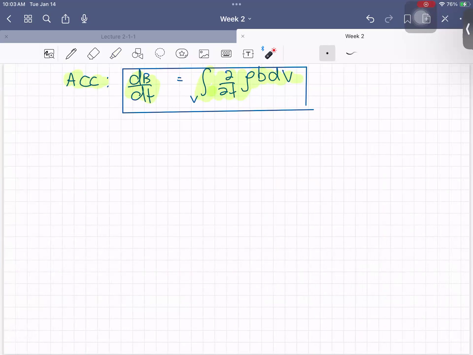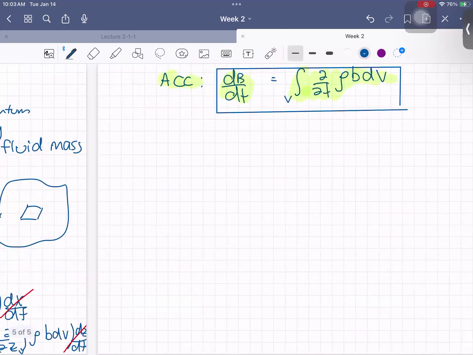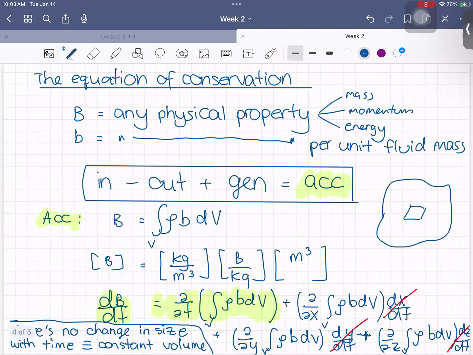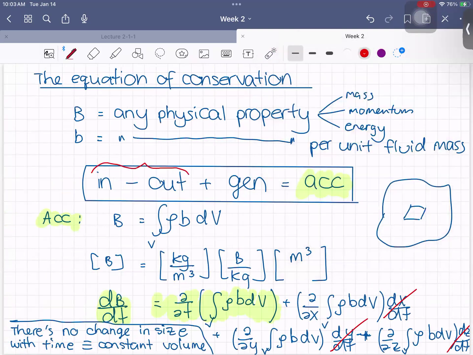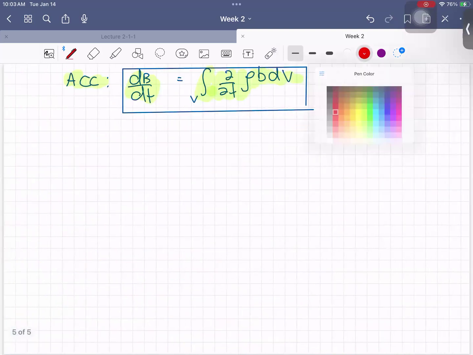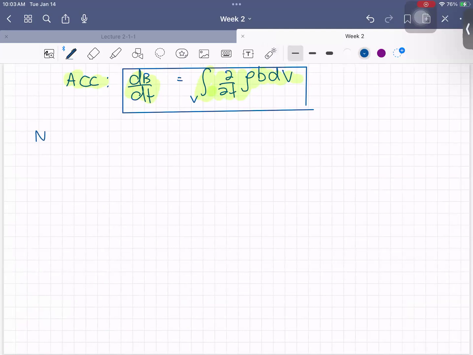Okay, all right. Next one, let's take a look at the net input. I'm saying the net input because in minus out, I'm going to combine it as a net input. Because whatever is coming in minus coming out will be the net. Net input, let me say in terms of rate of net input.